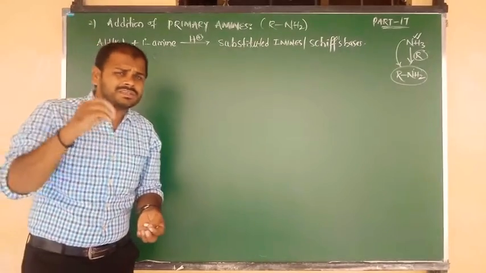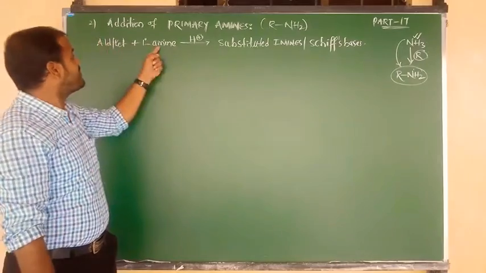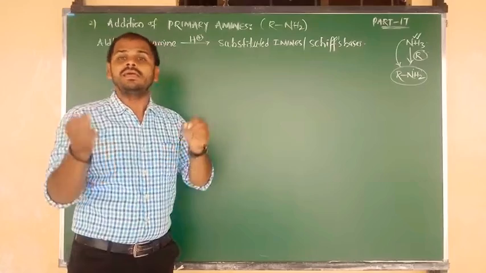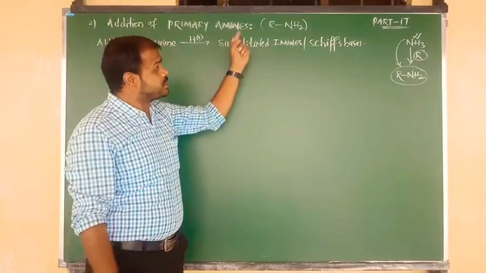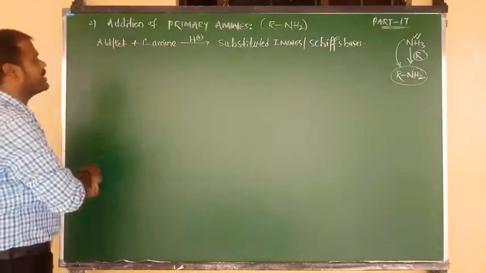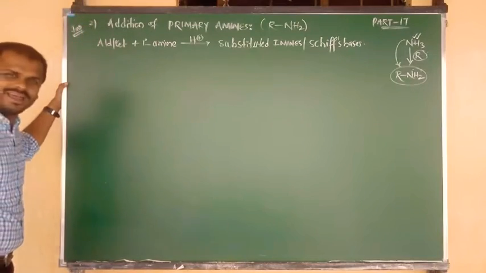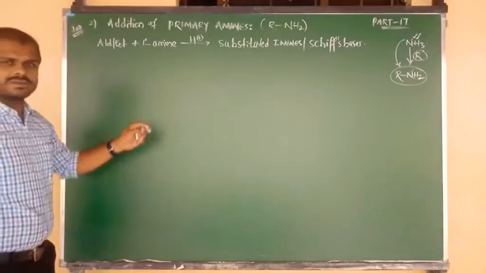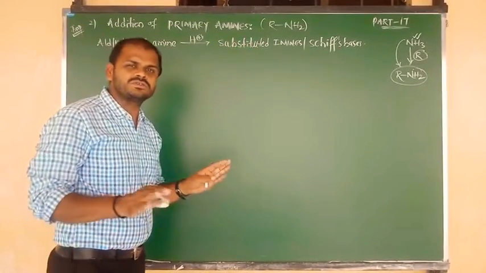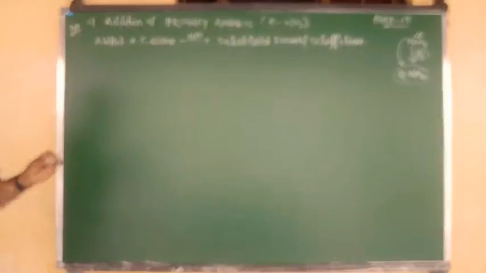What is the product by the addition of ammonia? The product is imine. But by the addition of primary amines, the product is substituted imines. There imine, here substituted imine. Substituted imines are known as Schiff's bases, a very important reaction as compared to addition of ammonia. So aldehydes and ketones on addition with primary amine give substituted imine, simply Schiff's bases. Now I am going to show you the general reaction.